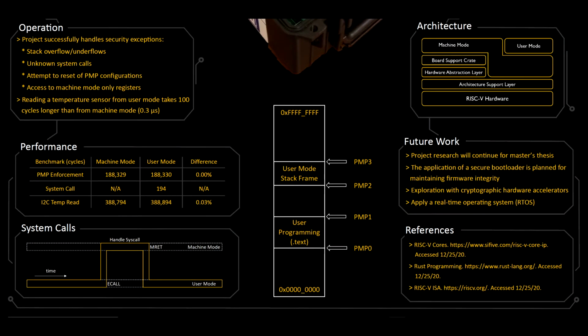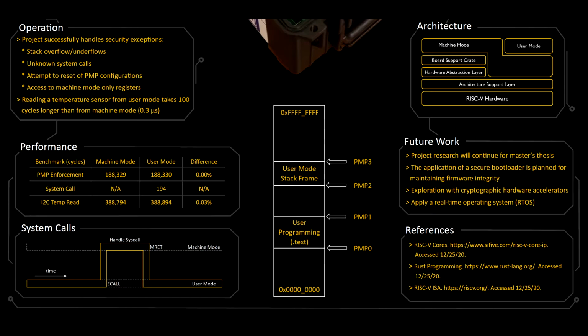The security protocols handle stack overflows and underflows and prevent the use of unknown system calls. Also, PMP configurations cannot be changed while in user mode, nor can any machine level register be accessed. A simple real-world application reads the temperature and prints it to a terminal over UART. The figure on the right shows how the user mode programming is isolated in the system architecture.